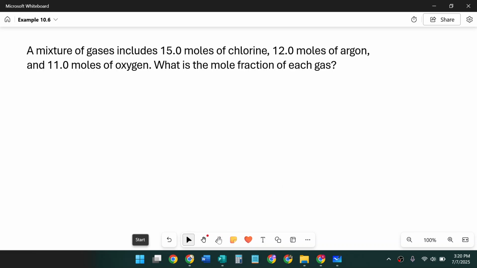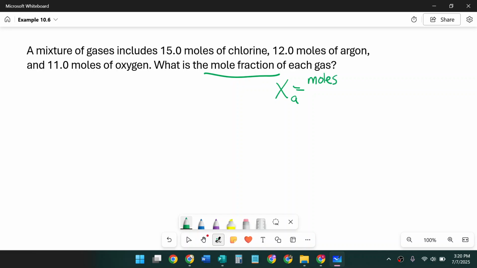This is example 10.6 from Discovering Design with Chemistry. A mixture of gases includes 15 moles of chlorine, 12 moles of argon, and 11 moles of oxygen. What is the mole fraction of each gas? And what they're asking is really just, A just kind of represents whatever we're talking about.